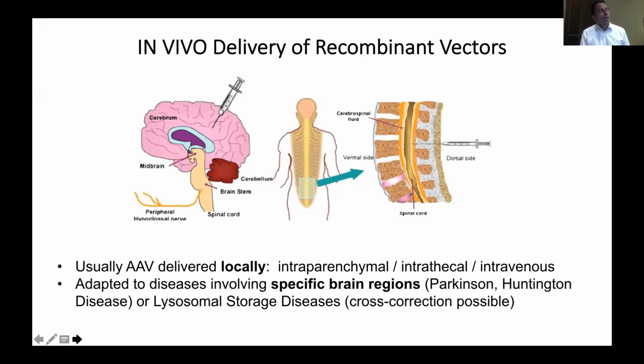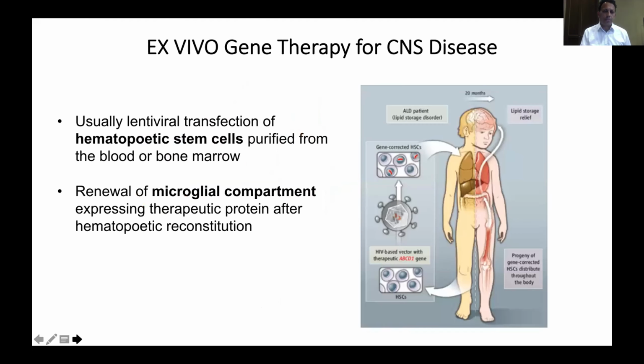Often when we talk about neurologic disorders, we really want to know what structures are affected, and we're targeting that with AAV gene therapy, whether it's in Parkinson's, Huntington's, or also in lysosomal storage disease, where we have the advantage of cross-correction, which may not be the case here in ALD.